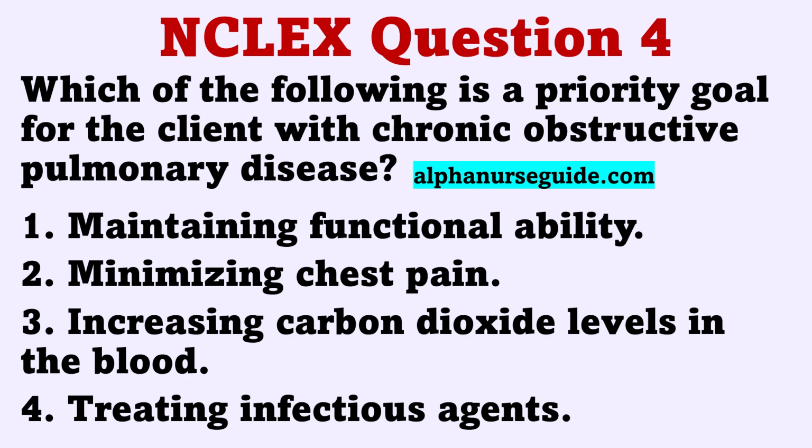The correct answer is 1. A priority goal for client with COPD is to manage the signs and symptoms of the disease process so as to maintain the client's functional ability. Chest pain is not a typical symptom of COPD. The carbon dioxide concentration in the blood is increased to an abnormal level in clients with COPD. It would not be a goal to increase the level further. Preventing infection would be a goal of care for the client with COPD.